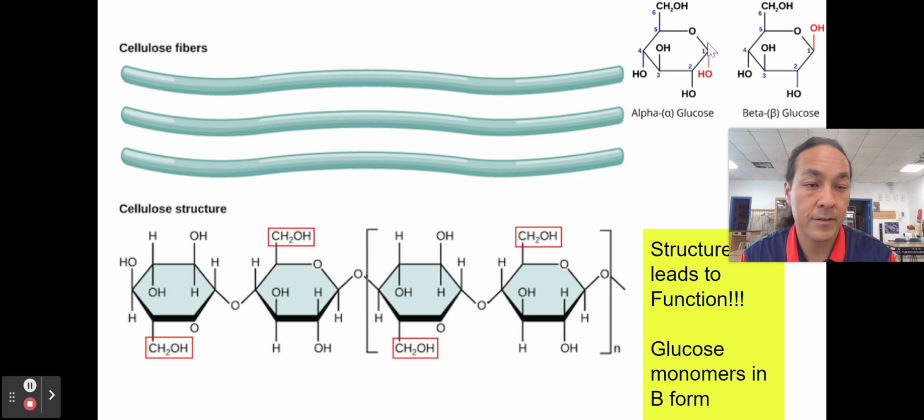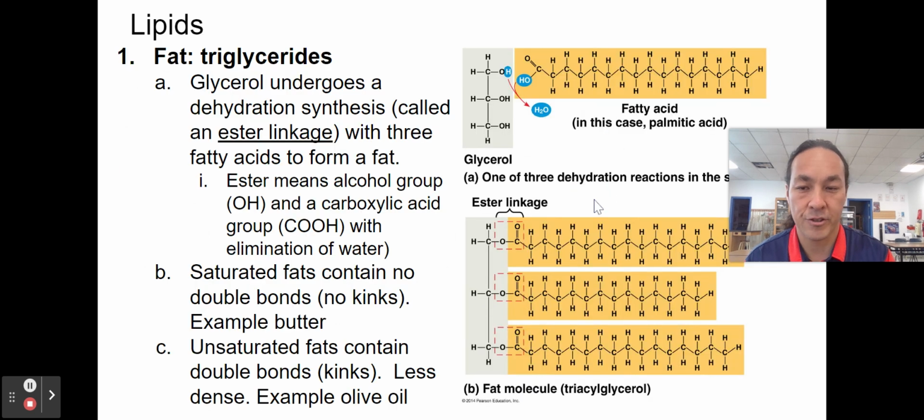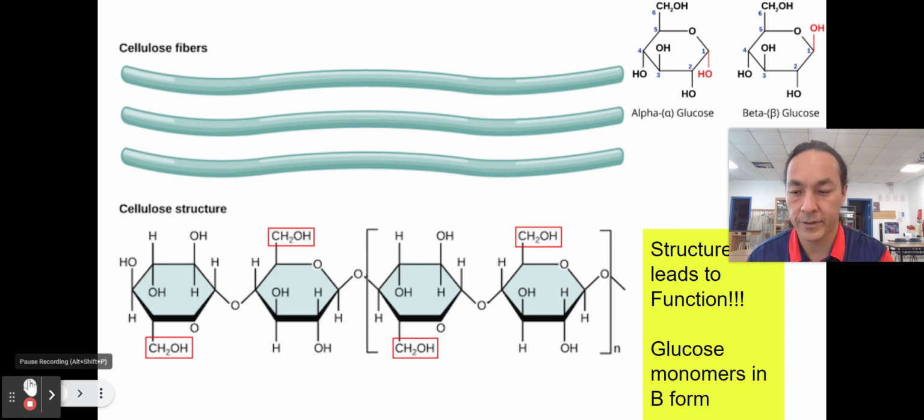Glucose can have two different forms. It can have the OH on this side, away from the CH2OH, or it can have the OH up here, closer towards the CH2OH. It's called alpha glucose and beta glucose. Well, if we put together a bunch of beta glucoses, we get cellulose. If we put together alpha glucoses, we get different items. And so that's just a good example of how structure leads to function.